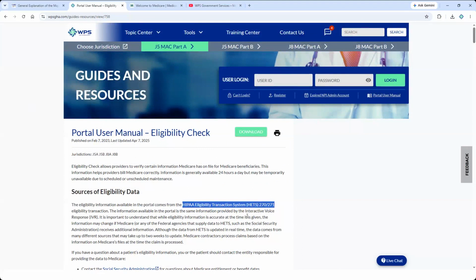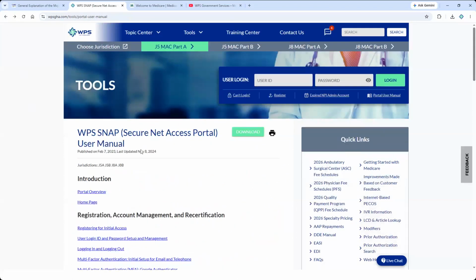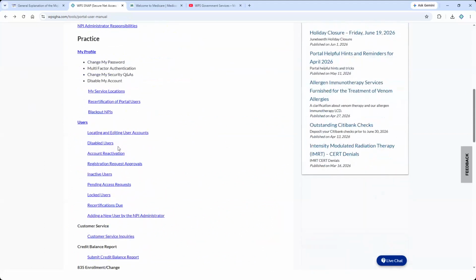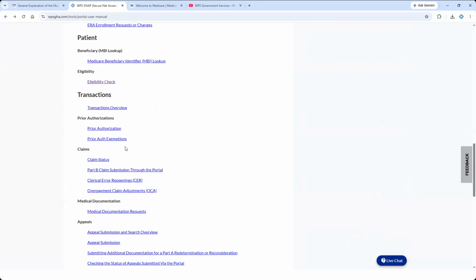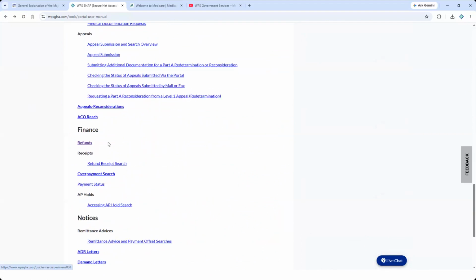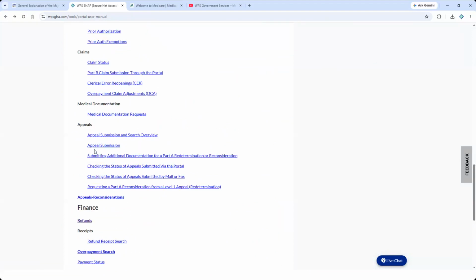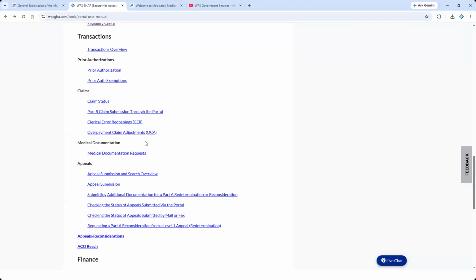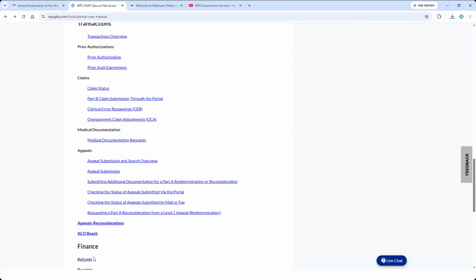So just going back, and we're going to leave the eligibility area here. If you scroll down again, you're going to scroll all the way to the bottom, and this is the preferred method. When you get into finance, this is where you'll find the refunds area. But I don't want you to look here if you're requesting an overpayment. You see this claims adjustment, overpayment claim adjustment. It's under transactions and claims. This is where you request. This is where you send us money.